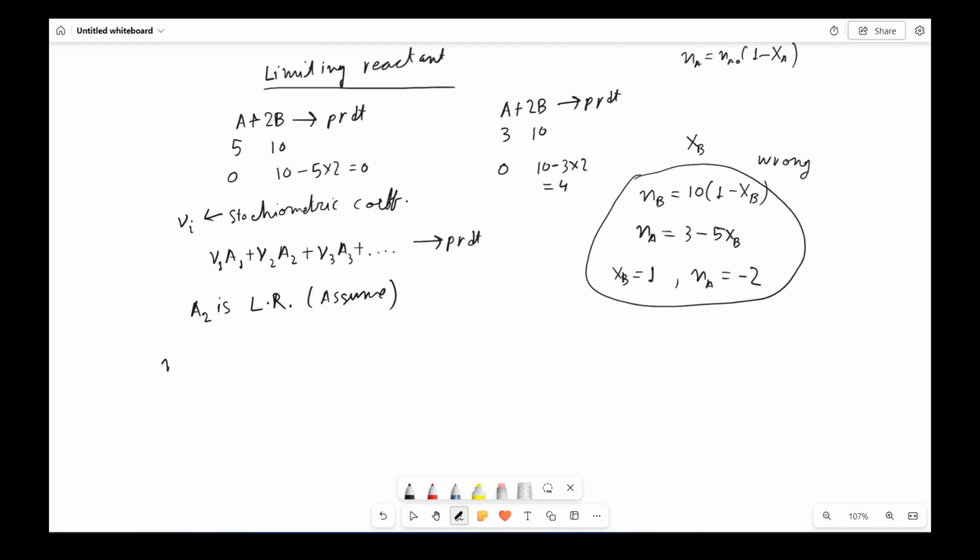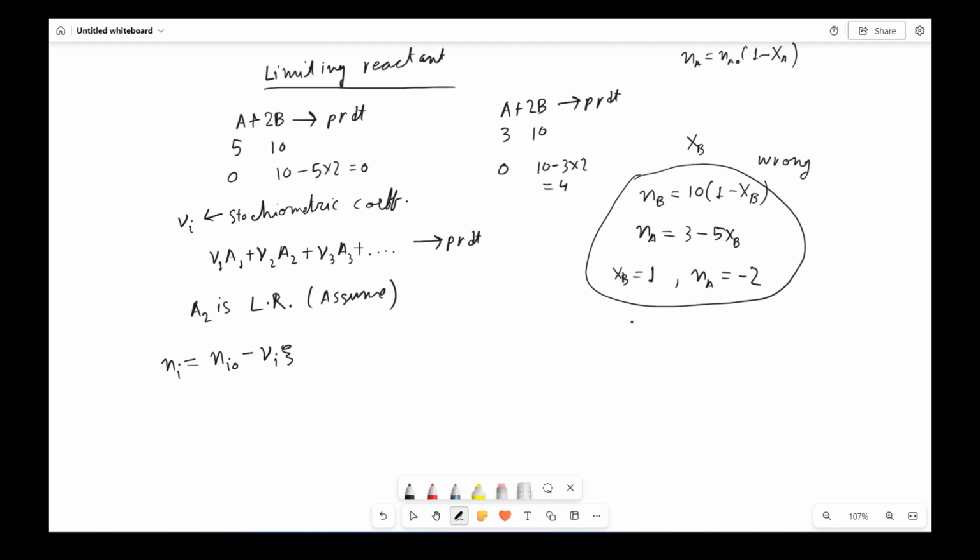Now if A2 is the limiting reactant, then Ni is the moles of the ith component, like 1, 2, 3, 4 for the ith component. Ni equals Ni naught minus mu i epsilon. Ni represents the moles of the species of the ith component, like A1, A2. If it is N1, then A1. Ni naught represents the initial moles, whatever is present.